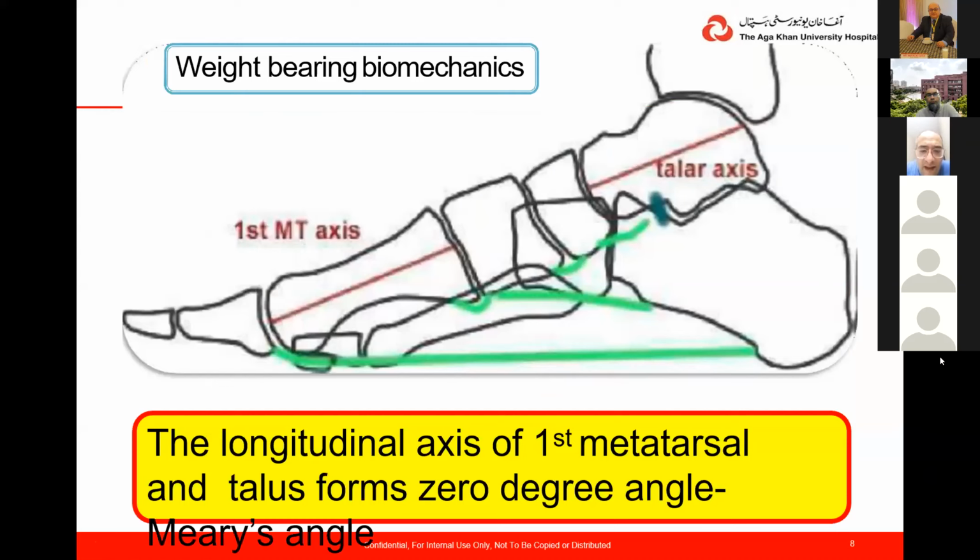So this is a good thing. These are normal. Here you can see that in a normal foot, all the restrainers are working, and the Meary's angle should be 0, which is the angle between the long axis of the talus and the first metatarsal. Next.